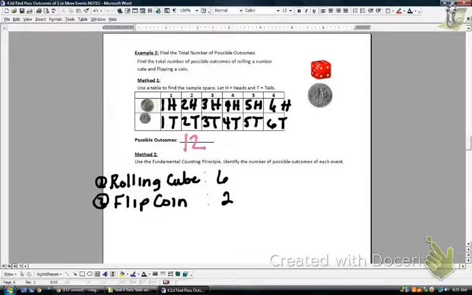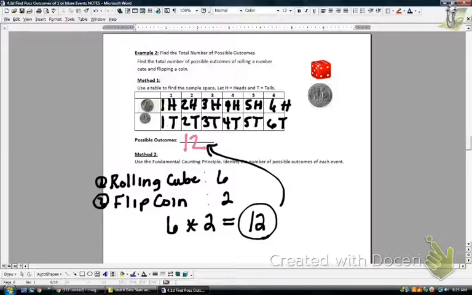So the fundamental counting principle says number of possible outcomes from event 1 times number of possible outcomes of event 2. Multiply those together, and I get 12. And you can see that they match. So 2 different ways to solve the problem, got the same answer as I should. Go ahead and do the on your own problem and then come back and check it.